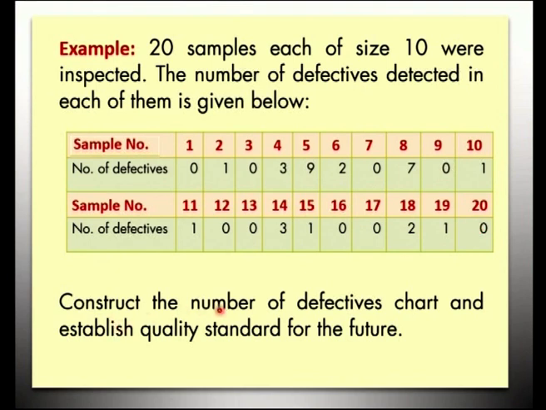The question is, construct the number of defectives chart, that is NP chart, and establish quality standard for the future also. That is, if there are particular points which are lying outside the control limits, then we will delete them and then we will again find out the control limits, 3 sigma limits, as revised ones. That is, revised UCL and revised LCL will be calculated so that we will be able to establish the quality standard for the future. This is done in this example.